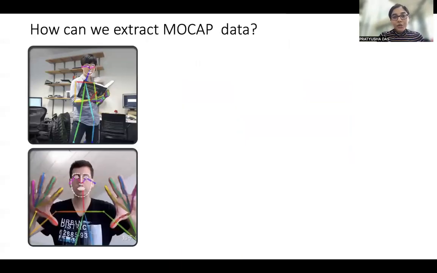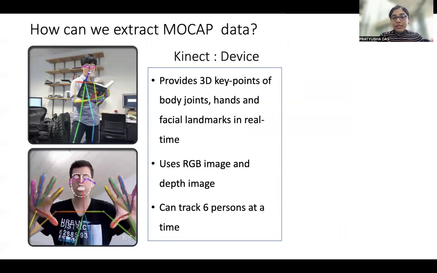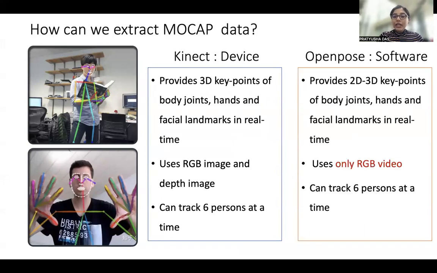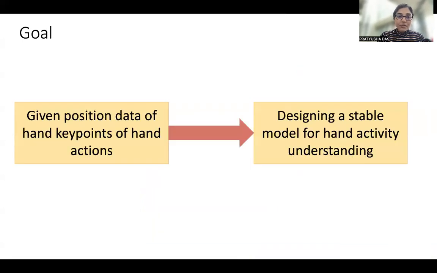Now, how can we extract motion capture data? We can use devices like Kinect, which gives us 3D key points of body joints, hand, and facial landmarks, or we can use OpenPose software, which can extract these position data using only videos. Now, in this research, our goal was, given position data of hand key points, to understand or design a model to understand hand activity.